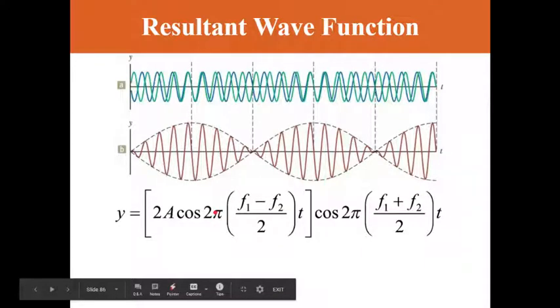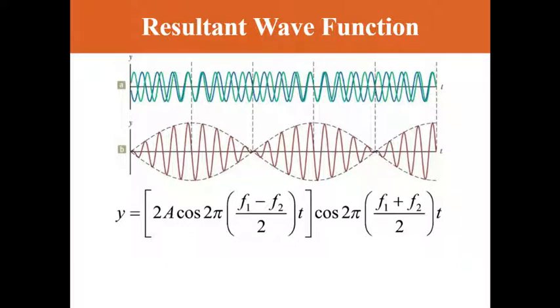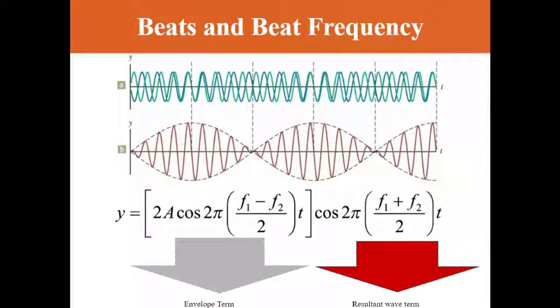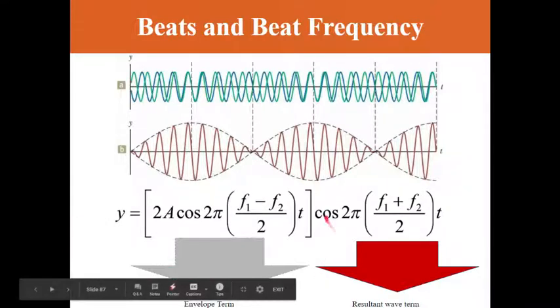When you combine the formulas for the two constituent waves, their wave functions look super similar. It's just that one has a different frequency than the other. We have frequency 1 and frequency 2. When you combine the wave functions together, you get the wave function here that describes the resultant wave. This tells you a lot about the beats and the resultant wave inside each envelope. There's basically two terms in the wave function. The first term here in the square brackets is the envelope term.